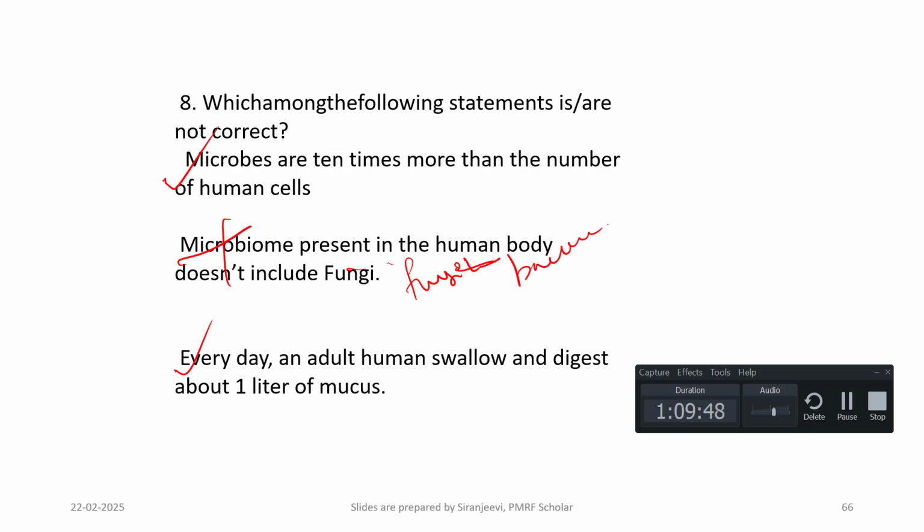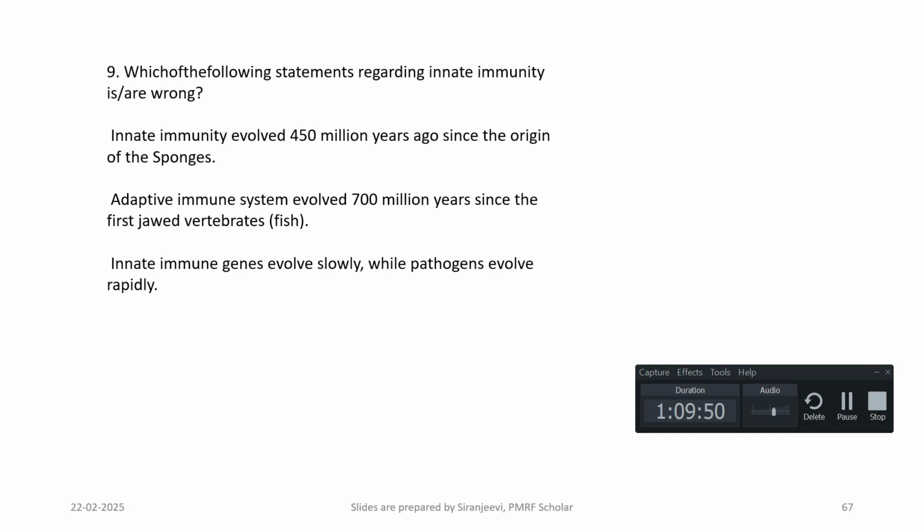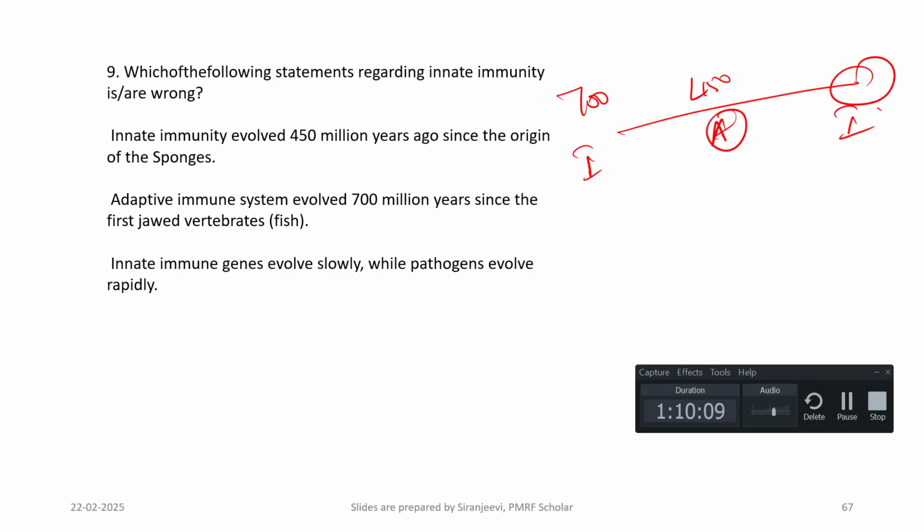"Innate immune genes evolve slowly while pathogens evolve rapidly." Yes, that is also correct; we have seen the pattern of how pathogens go faster and innate immune genes evolve slowly. The reason is very simple: these are non-specific. There's no specificity for innate immunity to act, so it can act on multiple things. Anything can happen.